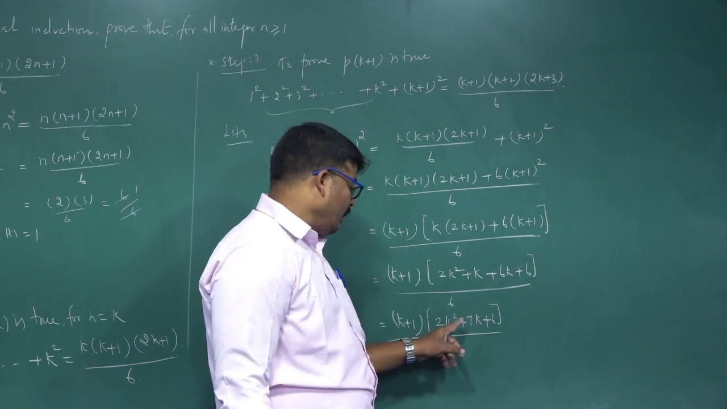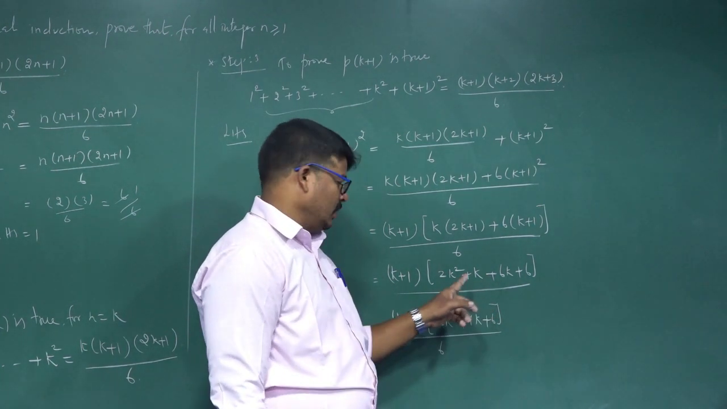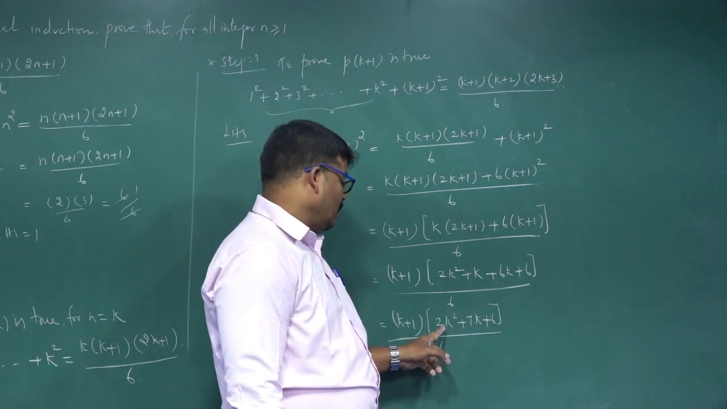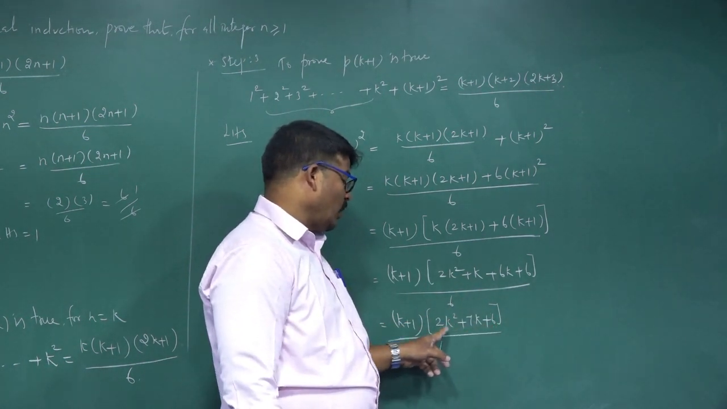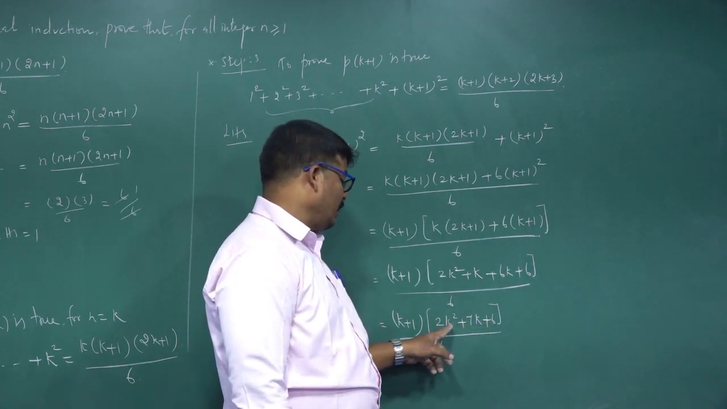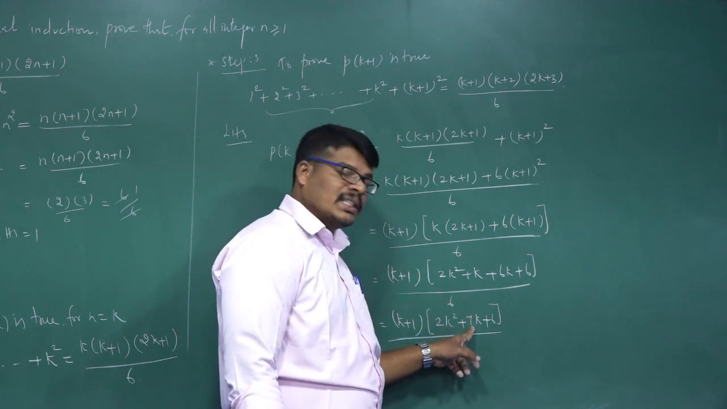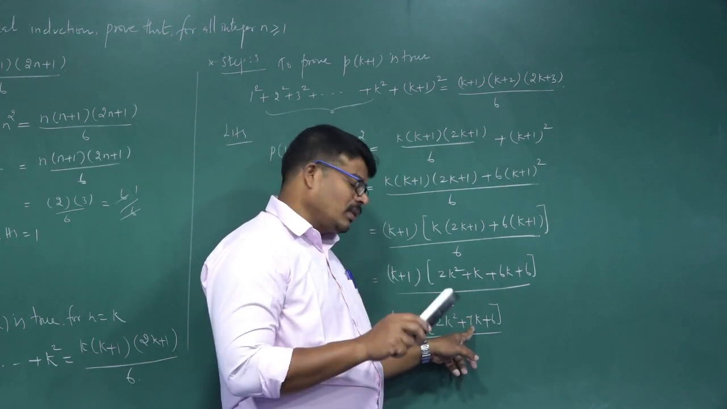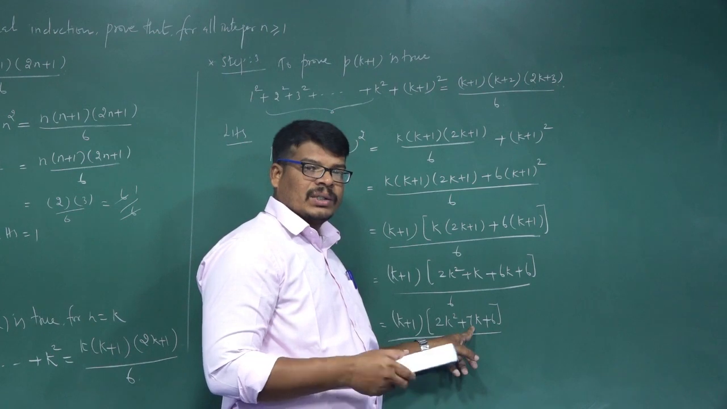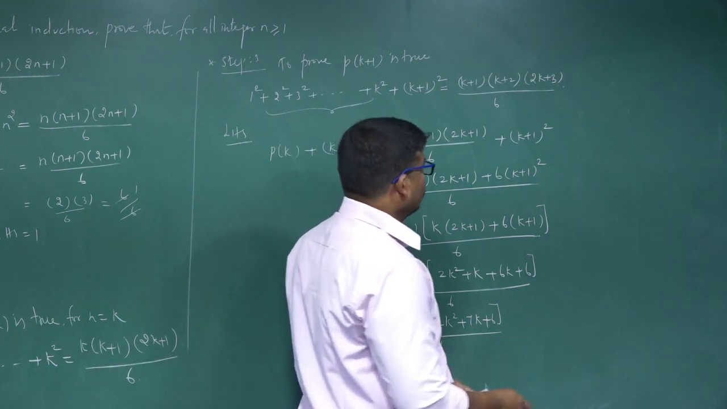This 2k square plus 7k plus 6 is a quadratic equation. Now multiply 2 into 6, which is 12: the first and last numbers multiplied. Now take the middle value, which is 7. 7 is 4 plus 3, and 4 threes are 12. Adding the two values, 4 plus 3 is 7. So the factors are this one.